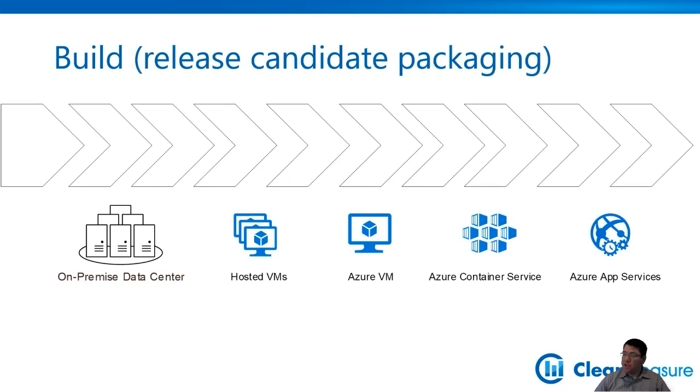Now, to even get to deployment, we need to think about our deployed topology. And we have lots of options there. We can do on-premise data center, hosted VMs, Azure VM, Azure Container Service, and Azure App Services. Now, if your web application requires a specific barcode font, if it prints barcodes, which is a common thing to put on the screen, or any other custom font, right off the bat, you're eliminated from Azure App Services. You can't use Azure App Services because you can't install things on those servers.